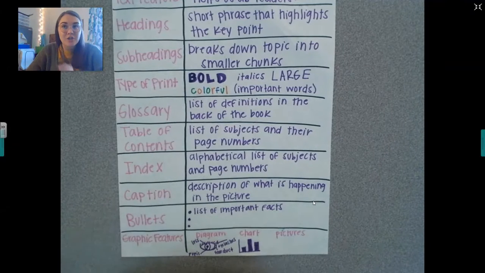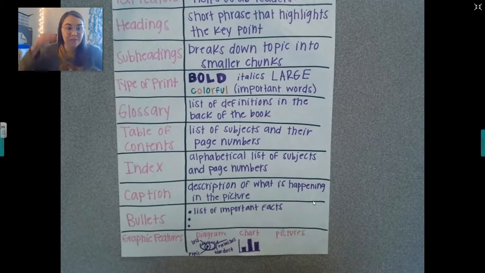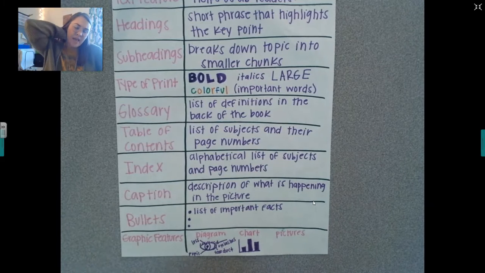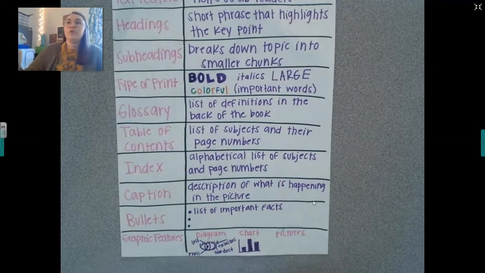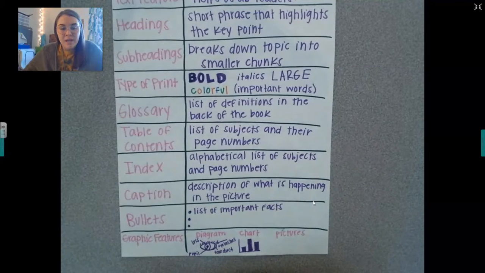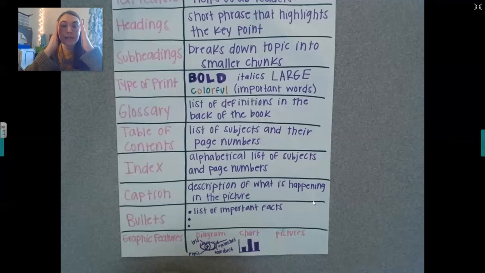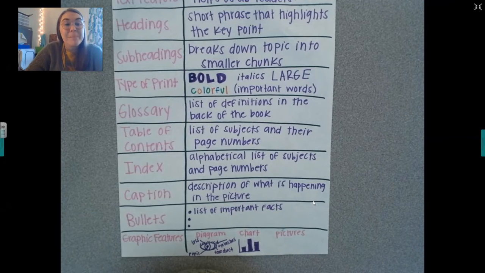Then we have our glossary. Our glossary is a list of definitions in the very back of the book, which you guys should know this one. We use glossaries all the time, especially here at school with our textbooks. If you have a textbook at home, you can check your science or social studies textbook. If you flip to the very back of it, then it has all your definitions in there. Next is your table of contents. A lot of books have table of contents. It's the list of subjects and their page numbers at the very beginning of the book.